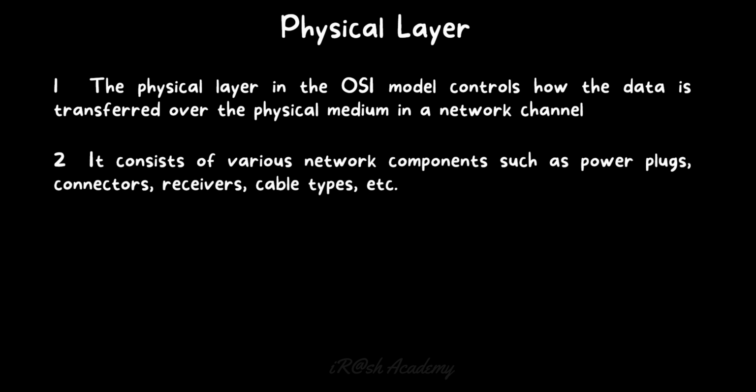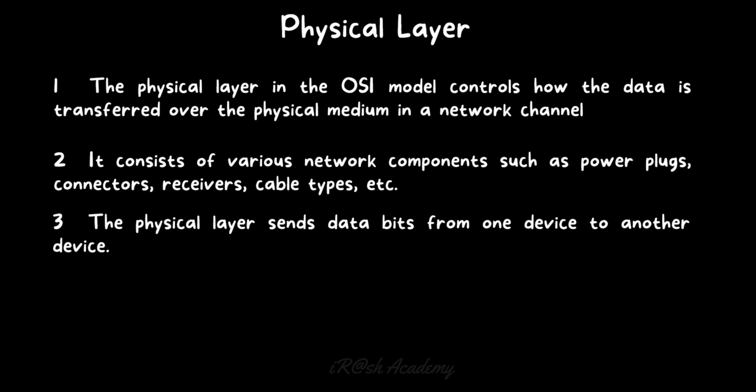The physical layer consists of various network components such as power, plugs, connectors, receivers, cable type, etc. When we talk about the physical medium, it's not only the cable, but how the cable is going to terminate into the network devices. We need some power plugs, connectors, receivers, and maybe jacks, etc. So these components also come under the physical layer.